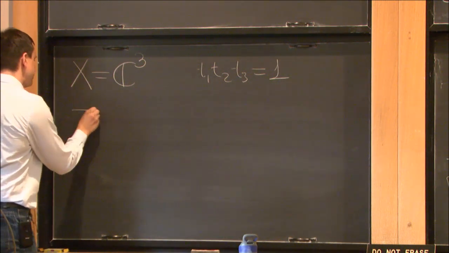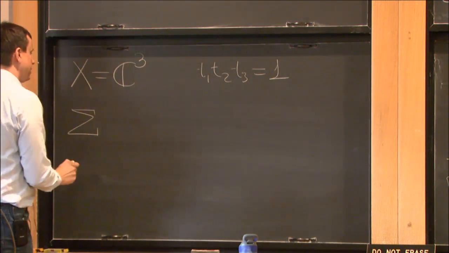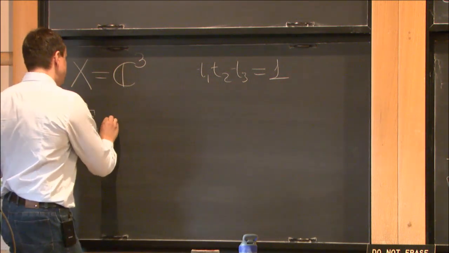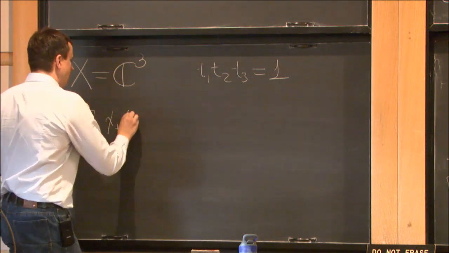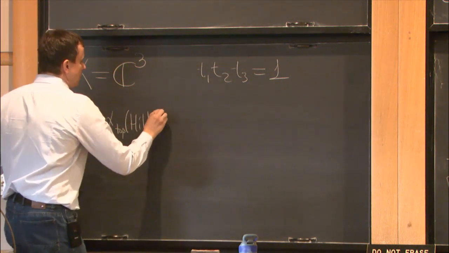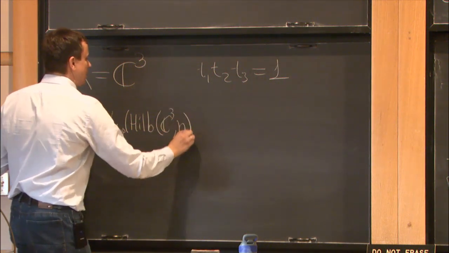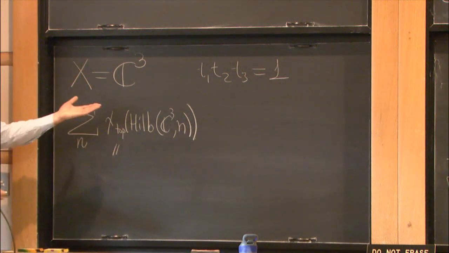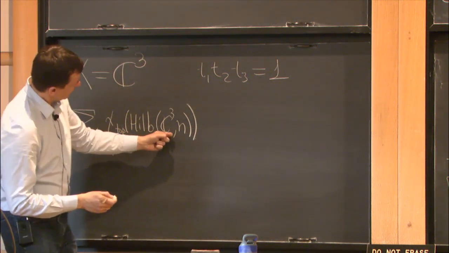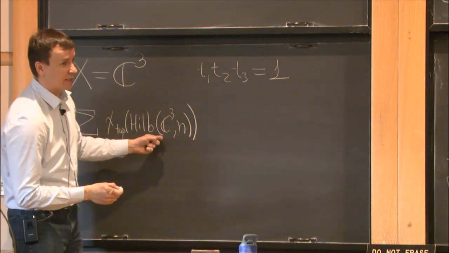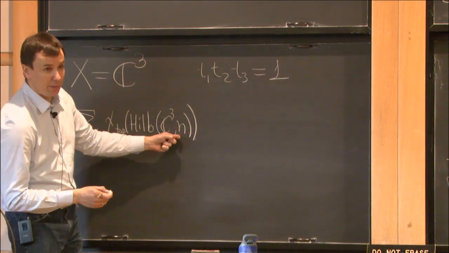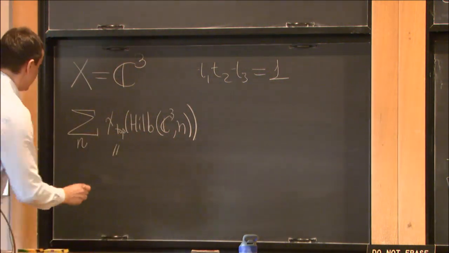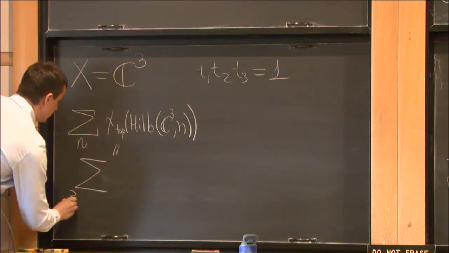It says the sum. So you can show, then you get on one side summation over n of just the topological Euler characteristic of the Hilbert scheme of C^3 endpoints, which you can see directly is the number. So if you're thinking, what is the topological Euler characteristic of this space, it's just the number of three-dimensional partitions of that number n. So it's like summation over 3D partitions.